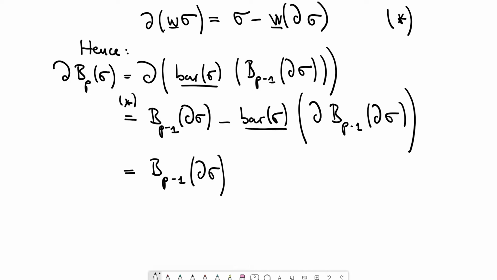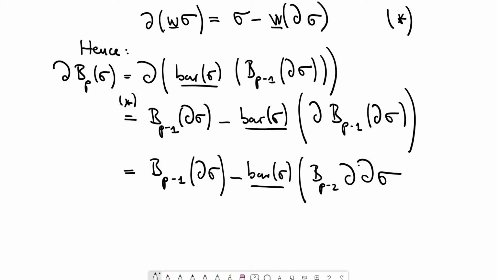Why is it 0? Well, we have to apply the induction hypothesis. The induction hypothesis says that it's b_{p-1} of the boundary of the boundary. So induction hypothesis applied, and of course this is 0. And this shows the induction step. So it's a chain map.